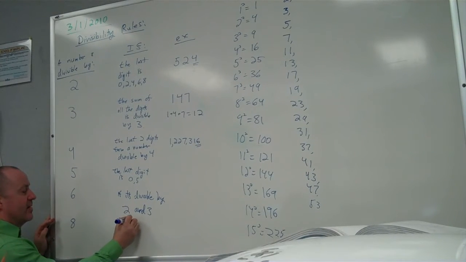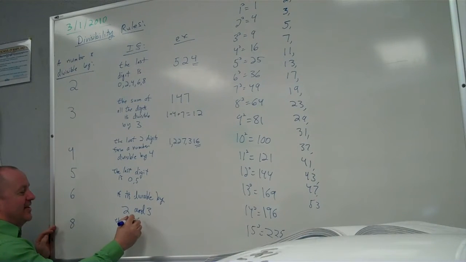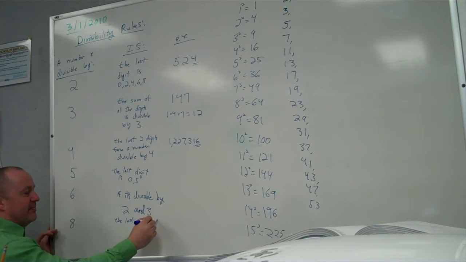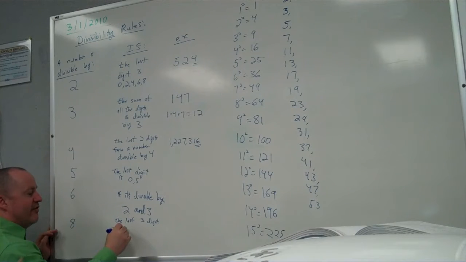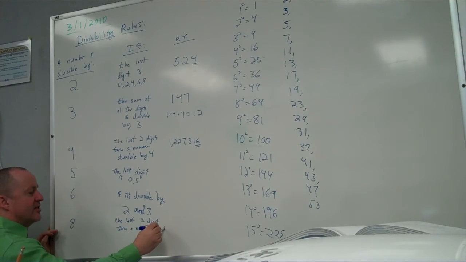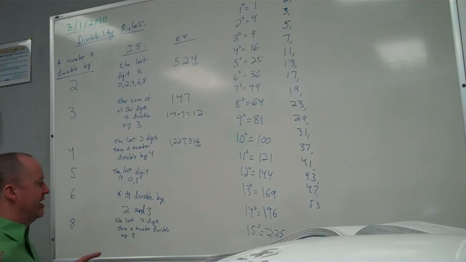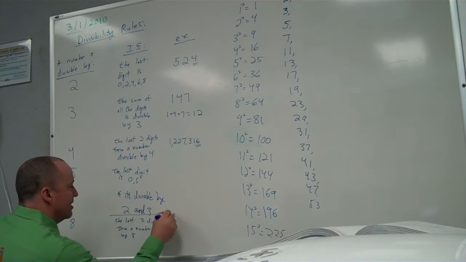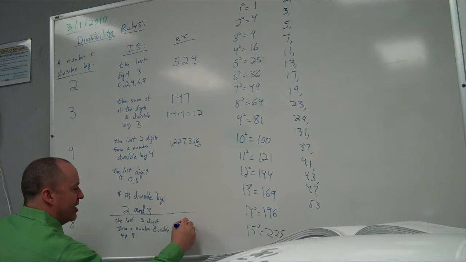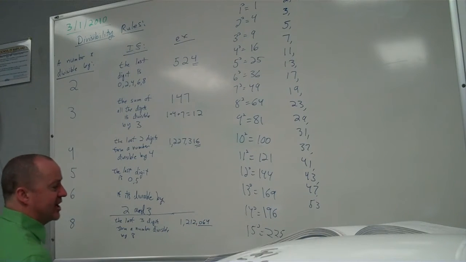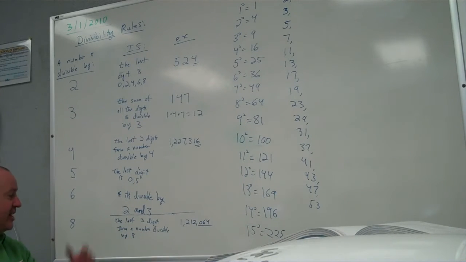Okay, the rule for 8 is similar to the rule for 4, but it's obnoxious. I hate it. Don't even teach it. It's not worth teaching because it's not a trick. It's just obnoxiously annoying. But it's the last 3 digits form a number divisible by 8. So really, unless it's something like 1,212,064, and you look at the 064 and you ask yourself, is that divisible by 8? It is. Then the whole thing is divisible by 8.